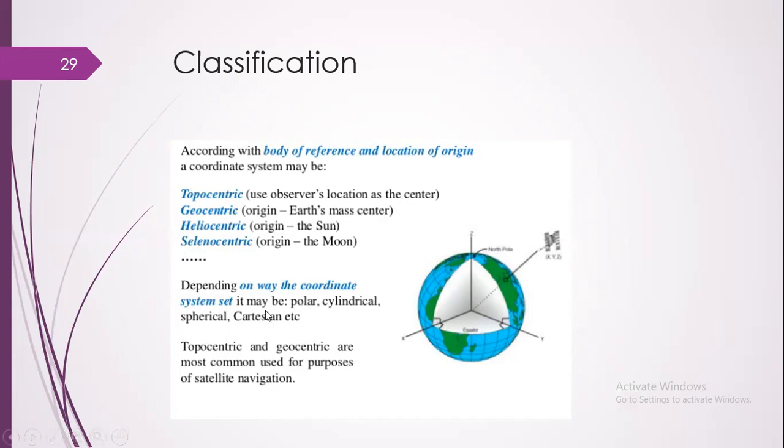Second category is the cylindrical, in which the radial length, height, and angle are mandatory to mention. Spherical means the radial length with theta and phi angles are represented there. And the last one is the Cartesian, which is the most important basic concept in coordinate system geometry, whose axes are x-axis, y-axis, and z-axis respectively. Topocentric and geocentric are most commonly used for purposes of satellite navigation systems, which are mentioned in the top paragraph.